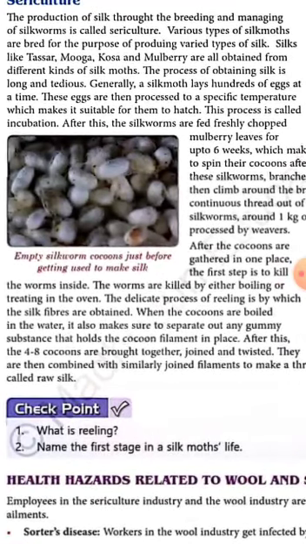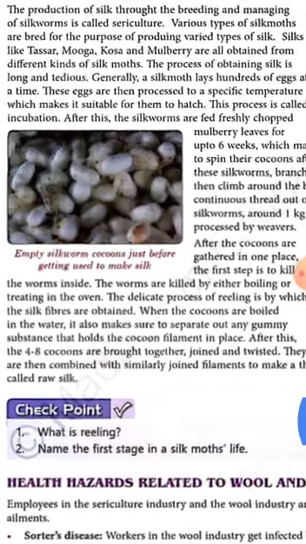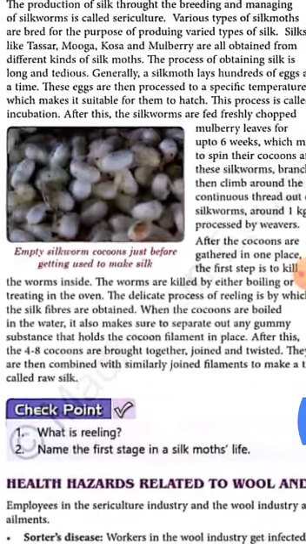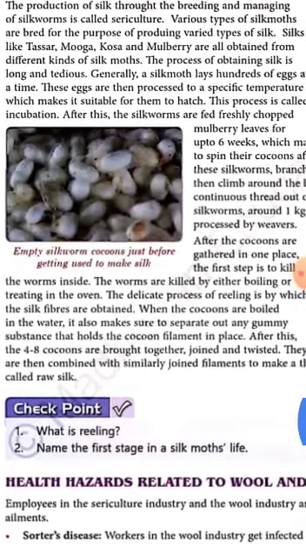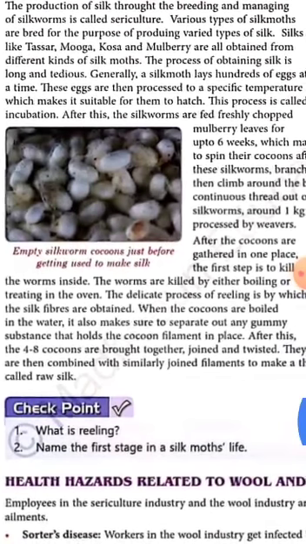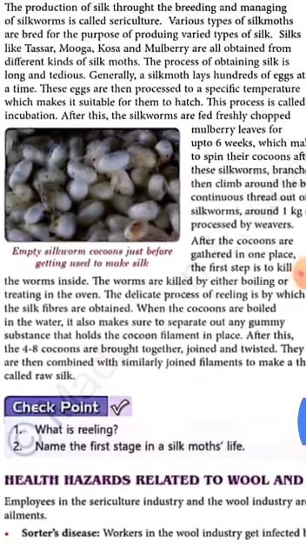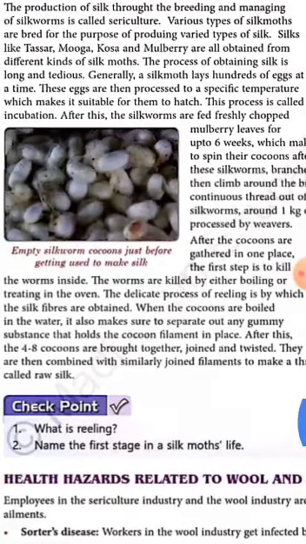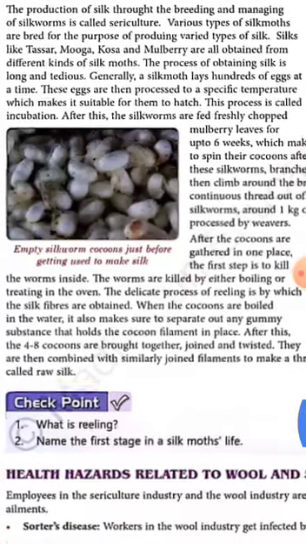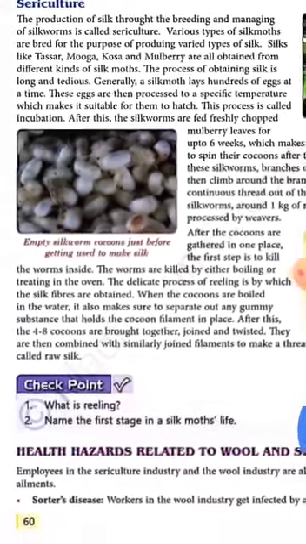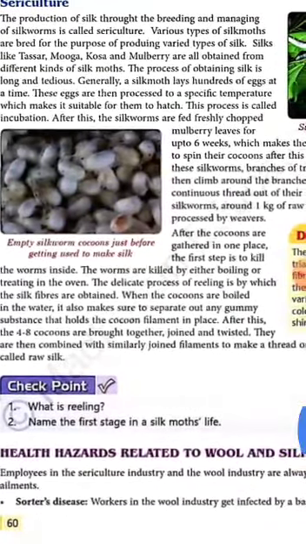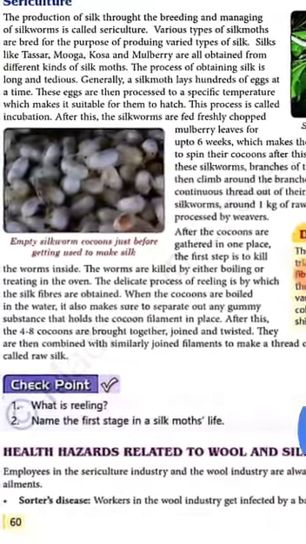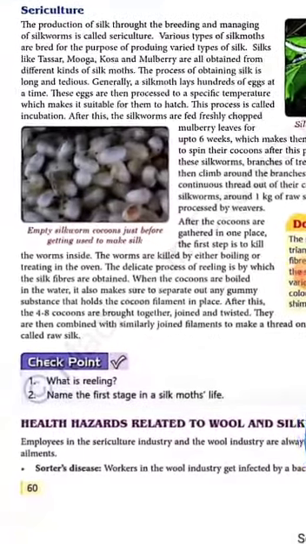Reeling is the delicate process by which the silk fibers are obtained. Reeling is done with special machines. When the cocoons are boiled in water, it also separates out the gummy substance that holds the cocoon filaments. And after this, 6 to 8 cocoons are brought together, joined and twisted. They are then combined with similarly joined filaments to make thread, which is called raw silk. In this way the silk is produced.